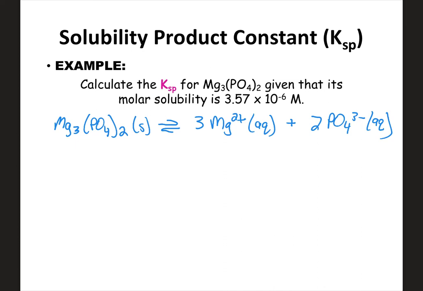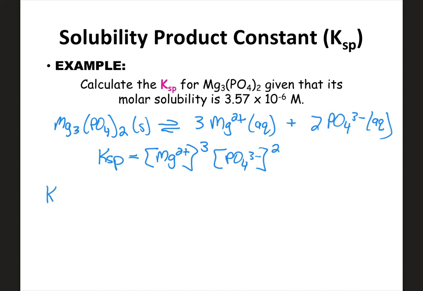Now that we have our dissolving equation, let's write our KSP expression. So KSP is going to be equal to, remember, you don't worry about the solid at all in the KSP, so you only have to worry about the aqueous ions here. It's going to be the concentration of Mg2+ cubed, because of the 3 Mg2+, times the concentration of the PO4 3- squared. Okay, so we want to find the KSP. So that means we need to plug in the concentrations here and solve for KSP.